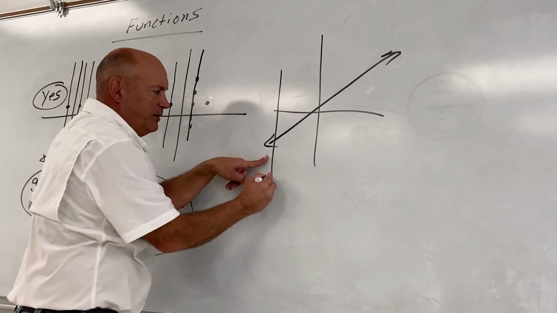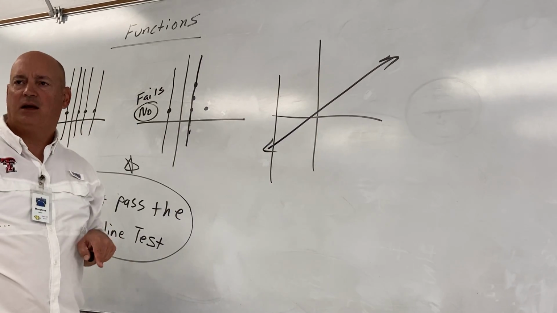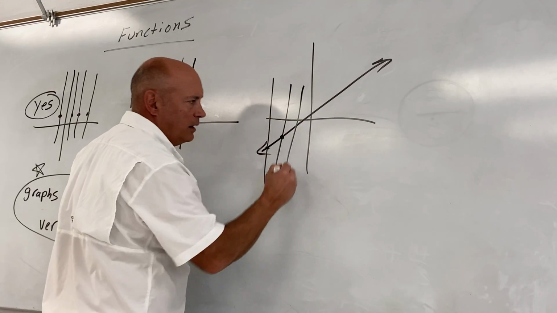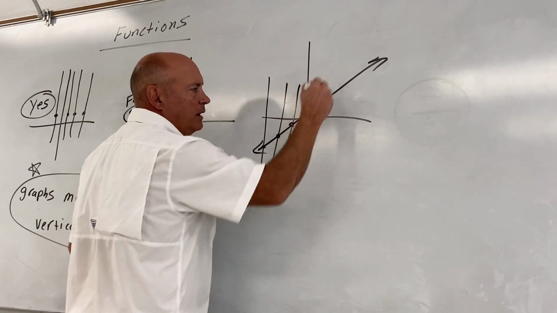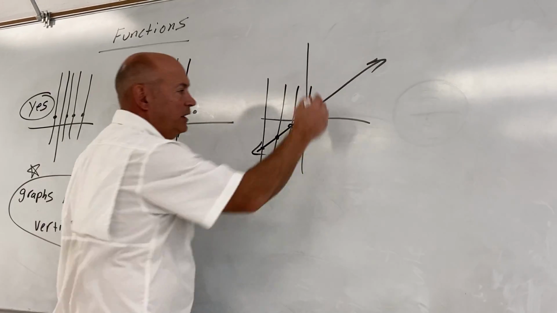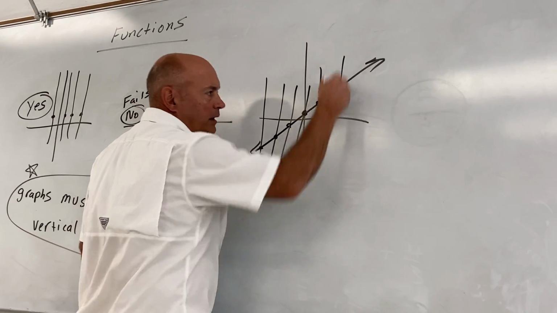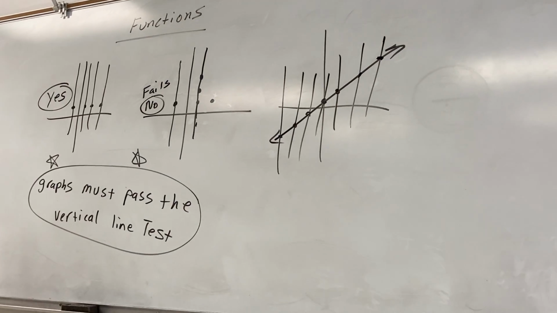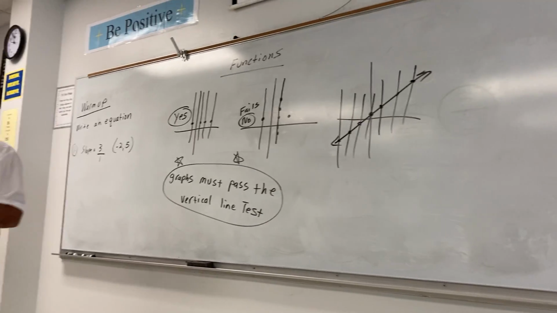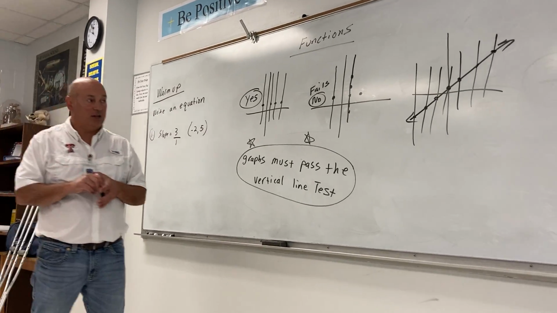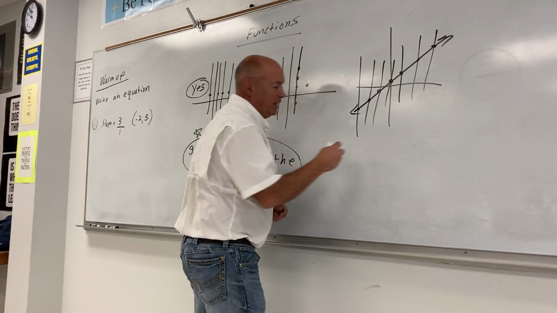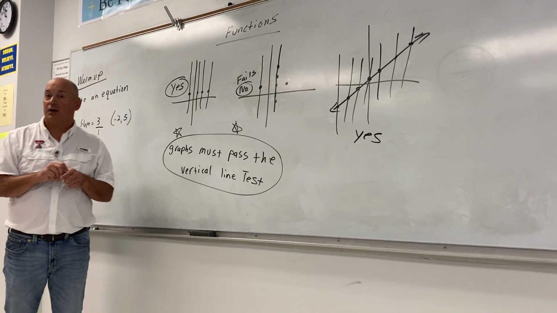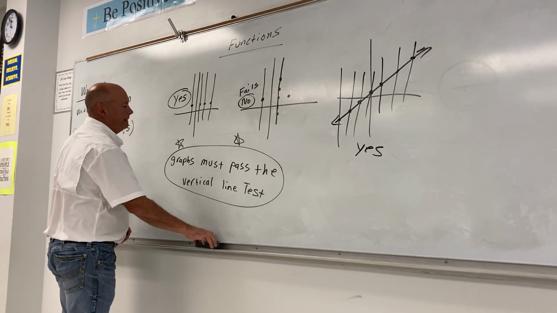If I draw a vertical line right here, how many times did it hit the line? Once. That's 1 boyfriend. What about here? 1. Here? 1. Here? My line's not very vertical, sorry. Does it matter where I draw it? No. Is it going to hit my vertical line twice, anywhere? No. So that's automatically a yes. It passes the vertical line test. Questions so far? Let's look at one more.